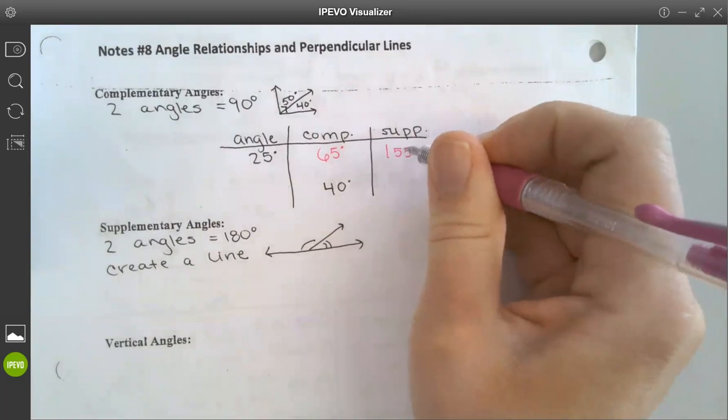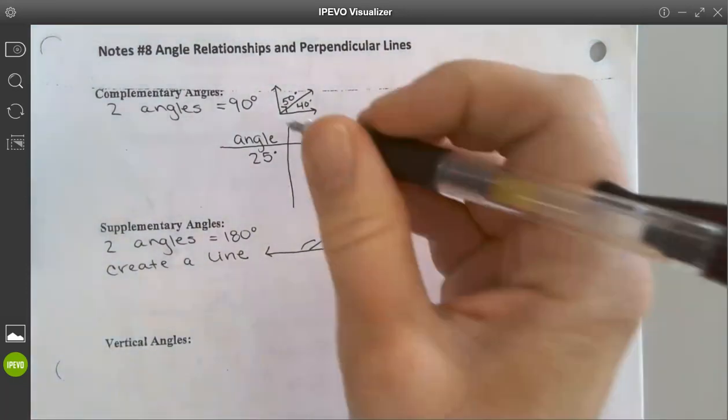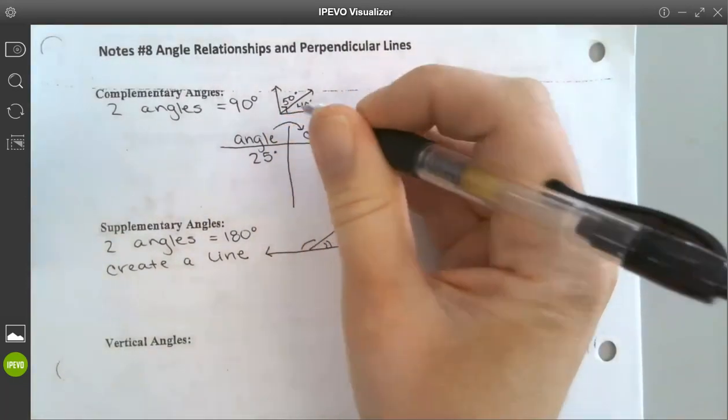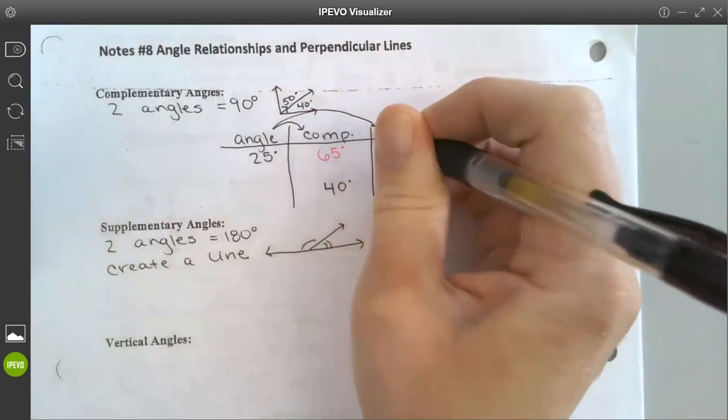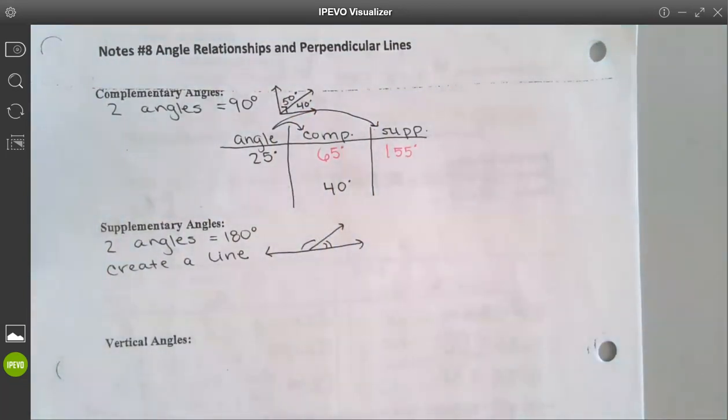155. Now here's the trick with these tables: it always is angle, what's the complement, angle, what's the supplement? Meaning the complement and supplement, we don't link together at all, okay? So when it gives me a complement, I can't then say, oh, well, the supplement is 140. That's the supplement to the complement, and that makes no sense.